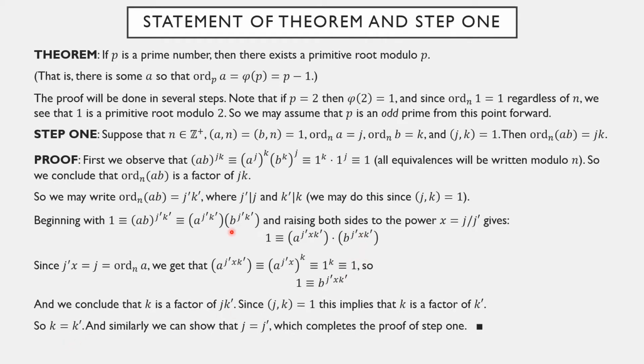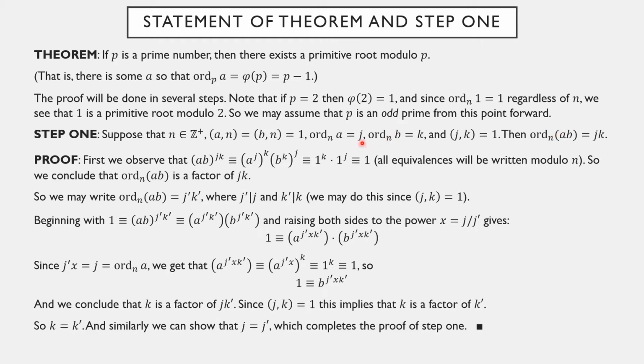Now all of this was taking this statement here and raising it to the j over j prime power. If we did all the same work, raising it to the k over k prime power, we would end up with the conclusion that j and j prime are equal. Therefore, k is k prime, j is j prime. However, we wrote the order is j prime times k, but j prime is j and k prime is k. So the order of AB is j times k, which was what we were setting out to prove.